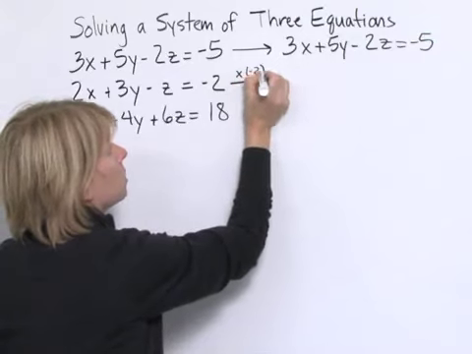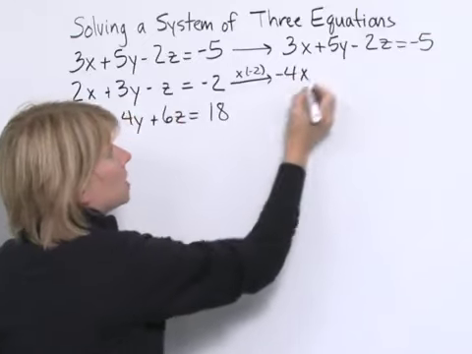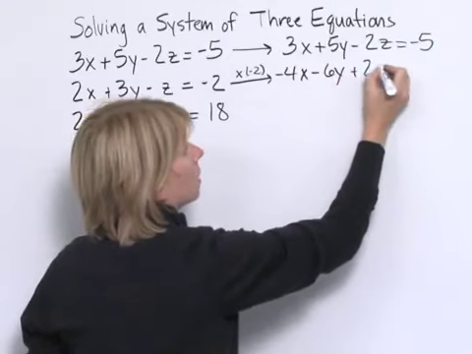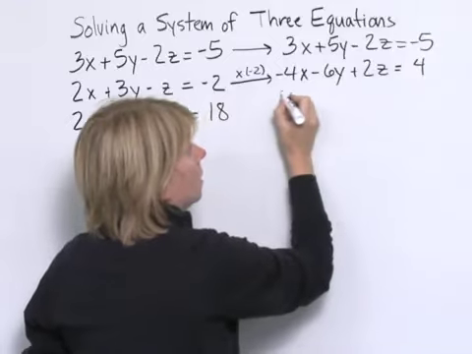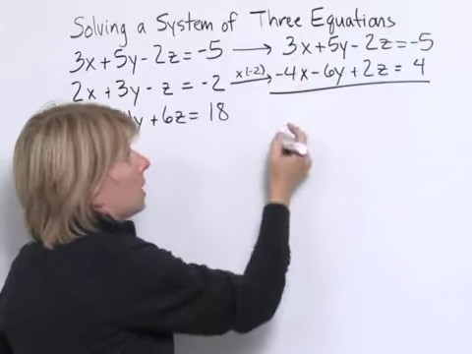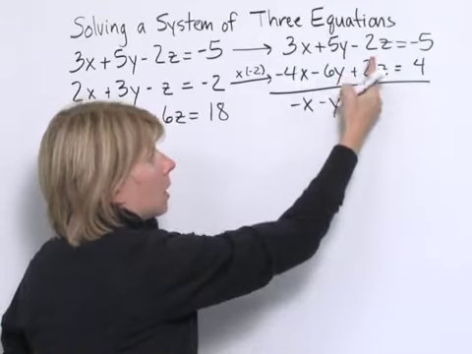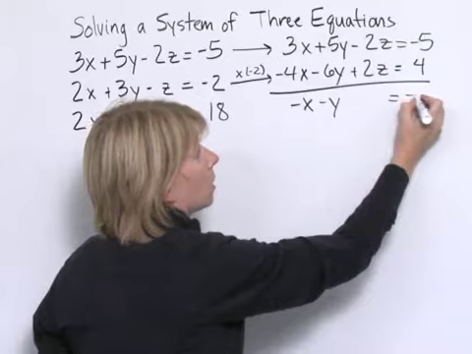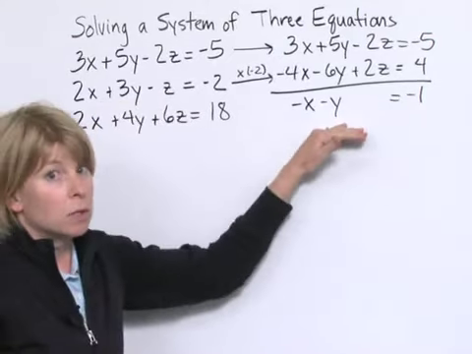Multiply by -2, so -4x minus 6y plus 2z equals 4. And now if I add those equations, I'll get -x minus y, -2z plus 2z is 0, equals -1. So now we have an equation with x and y only.